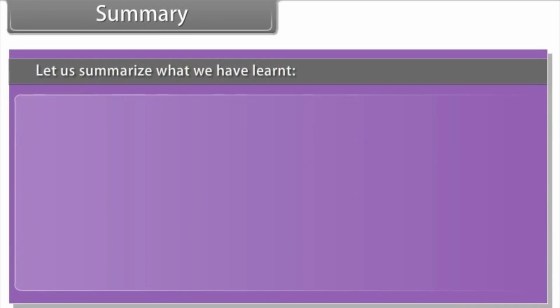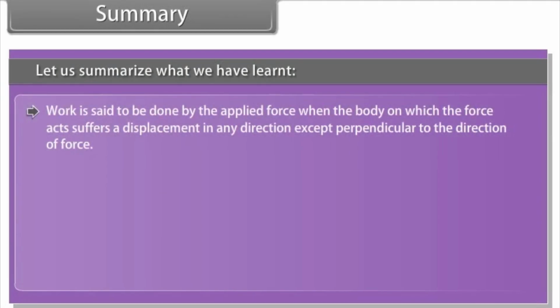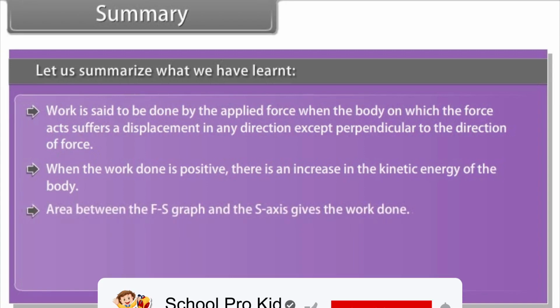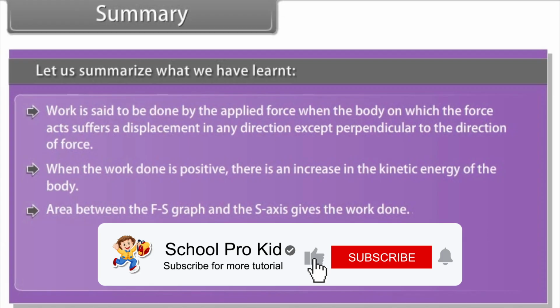Summary. Let us summarize what we have learned. Work is said to be done by the applied forces when the body on which the force acts suffers a displacement in any direction except perpendicular to the direction of force. When the work done is positive, there is an increase in the kinetic energy of the body. The area between the F-s graph and the s-axis gives the work done.